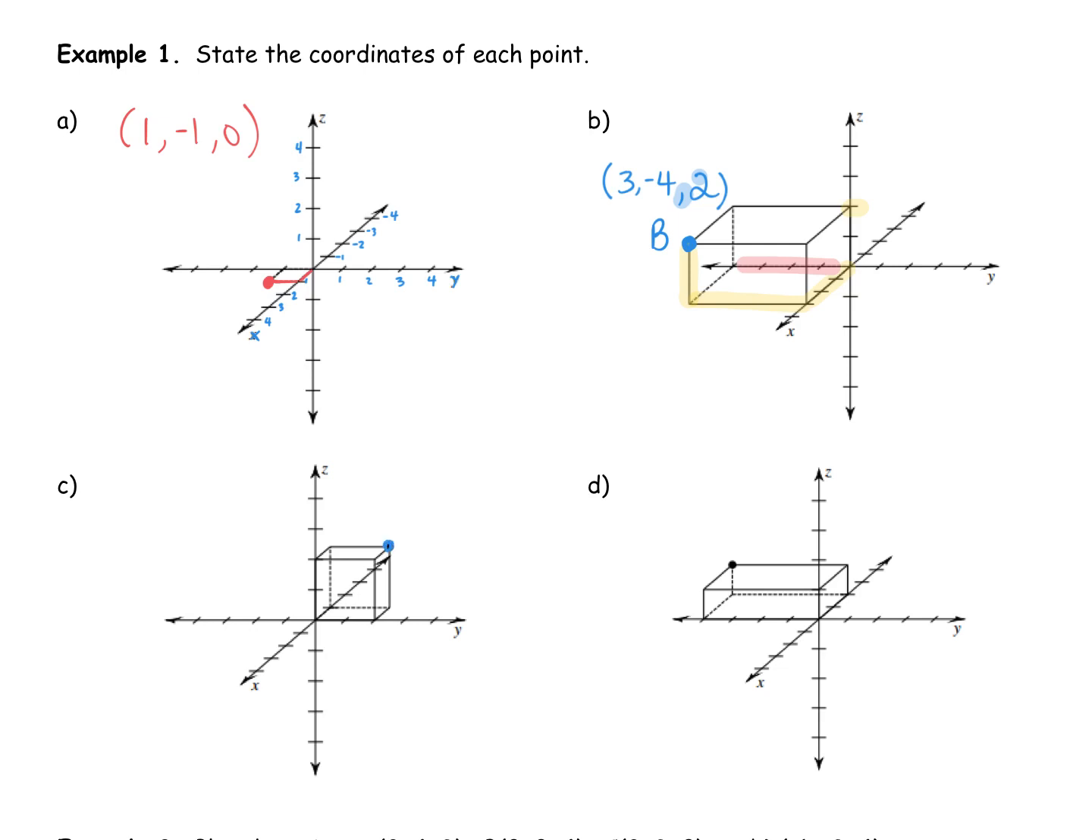Okay, so for C, to get to that point right there, we've gone -1 in the x, we've gone 2 to the right, and then up, also 2. So that's the coordinates at that point. For D, I'm going to show you how to look at it just a little bit differently.